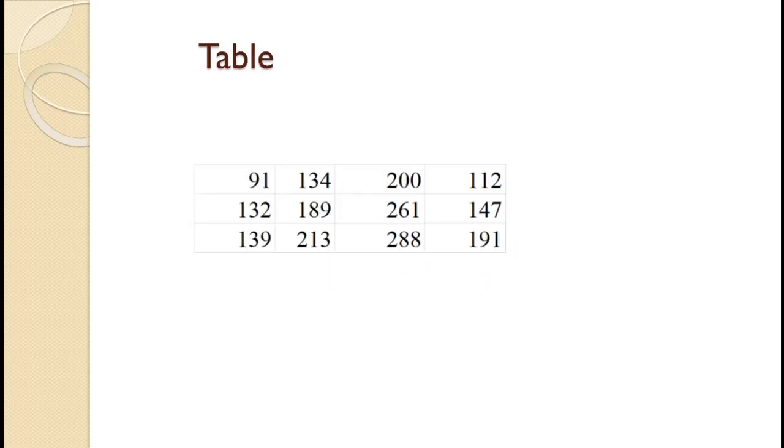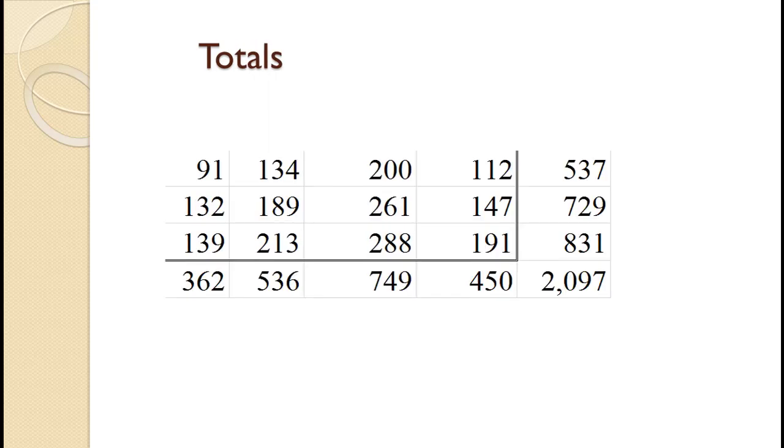The next step is to arrange the data into a table, as is shown on the slide. Each row represents a full cycle. In this example, that is a year. Each column represents a single period. In this example, that is a quarter. Year 1, Year 2, Year 3, Quarter 1, Quarter 2, Quarter 3, Quarter 4.